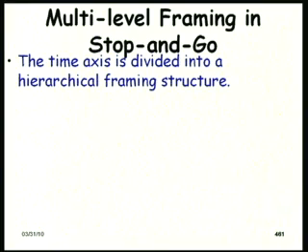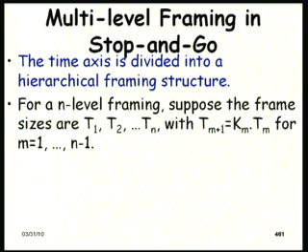The multi-level framing is actually an extension of the single level framing. The time axis is divided into a hierarchical frame structure, T1, T2, Tn, etc. And Tm plus 1 will be some Km into Tm. So, these are integral multiples of each other. Each of the frames Tn may be 2 into Tn minus 1 or 3 into Tn minus 1 and so on.